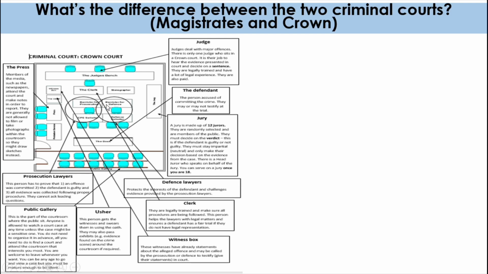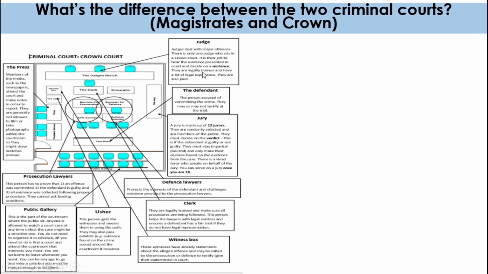In fact, all crimes initially go to the Magistrates Court, and the magistrates decide if it's too serious to remain at the Magistrates Court or whether it needs to be referred up to the Crown Court. In the Crown Court, you'll find a judge. Judges deal with major offences. There is only one judge who sits in a Crown Court. It is their job to hear the evidence presented in court and decide on a sentence.